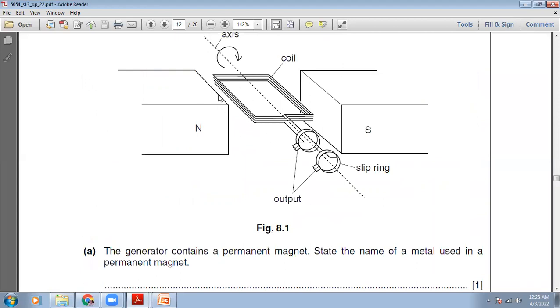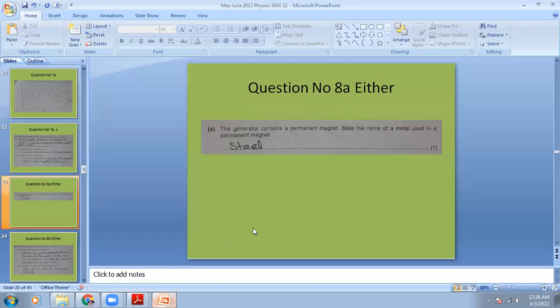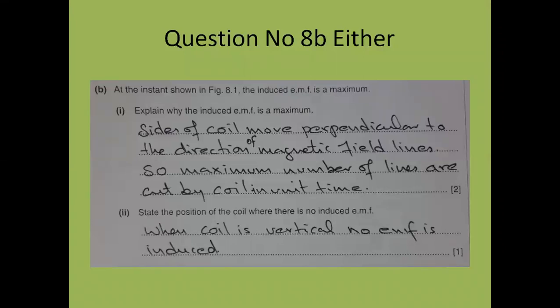In this coil, the induced EMF will be maximum because this coil right now is in the horizontal position. So when it rotates, it will move perpendicular to the direction of the magnetic lines. So the number of magnetic lines cut by this coil per unit time will be maximum. So the maximum EMF is induced when the coil is horizontal. A very, very famous question. The sides of the coil move perpendicular to the direction of the magnetic field lines, so the maximum number of lines are cut by the coil in unit time.